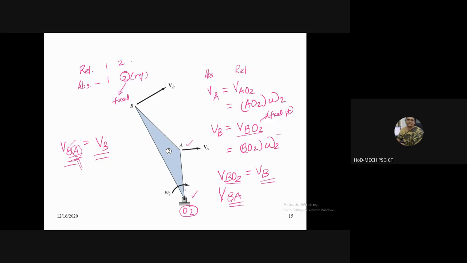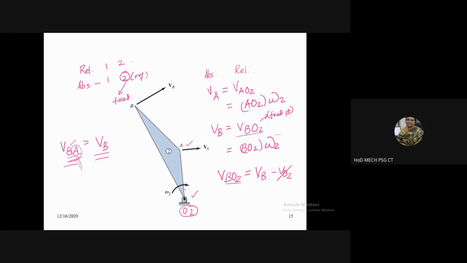Whereas the velocity of B with respect to A: B is a point on link 2, A also is a point on link 2. It's a relative velocity of B with respect to A, but A itself is moving. So this is not an absolute velocity, it is not equal to VB. Let me explain a little further. What is the definition of relative velocity? It is the velocity difference between the two points involved. Here the two points are B and O2. So velocity of B minus velocity of O2.